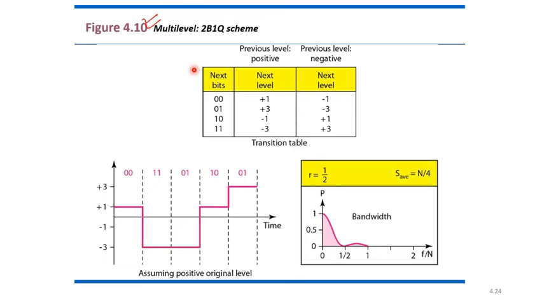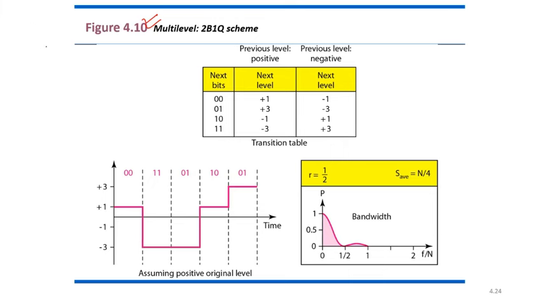In the 2B1Q scheme, we are transmitting 2 binary bits, and we have 1 Q. The 1 stands for n equal to 1. This n is the number of signal elements. If n is equal to 1, it means 1 signal element is being used. Q is quaternary, that means 4 different signal levels are there, or 1 signal element is being used to represent 2 bits. So we'll be starting with what this multilevel is.